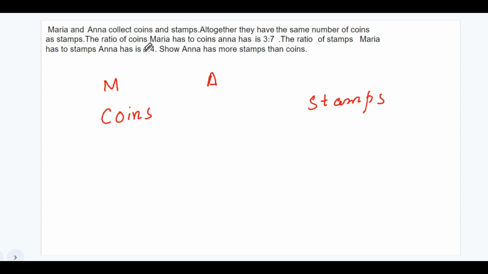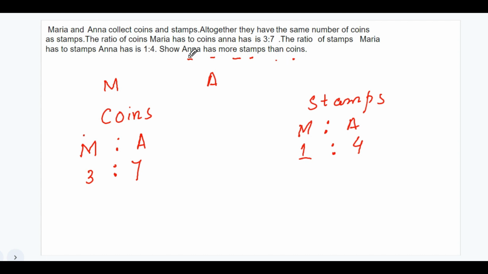Now we are given the ratio of the coins of Maria to Anna. This is the ratio of coins of Maria to Anna, that is 3 to 7, whereas the ratio of stamps, Maria to Anna, is 1 to 4. Now what they're asking is to show Anna has more stamps than coins.